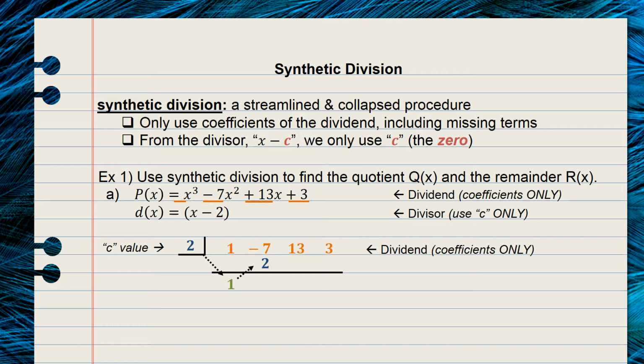What is negative 7 plus 2? Well, that's negative 5. Now we do it again. We multiply 2 times negative 5, which gives us negative 10. And now we add that column. 13 plus negative 10 is 3. Now we do it again. We multiply 2 times 3 is 6, and now we add. 3 plus 6 is 9.